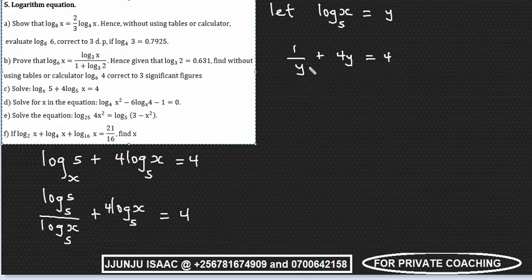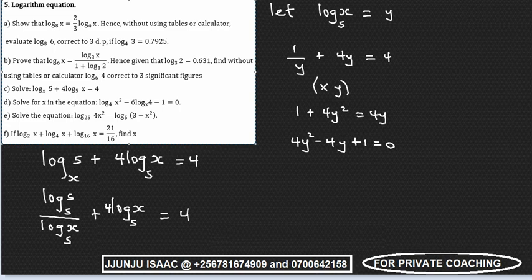And now you see something interesting coming in. If I multiply with y throughout, I'll have 1 plus 4y squared equal to 4y. And now you can say quadratic equation: 4y squared minus 4y plus 1 equal to 0. You can solve a quadratic equation now.